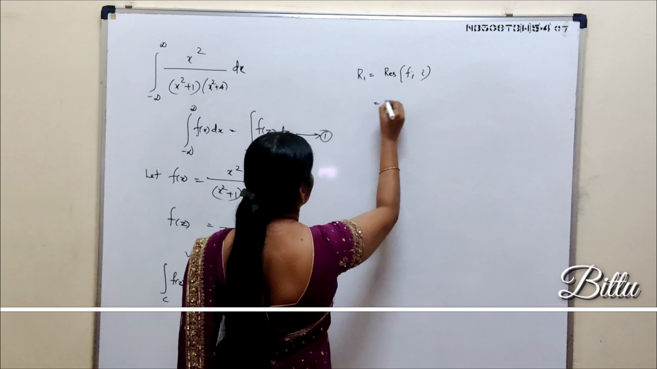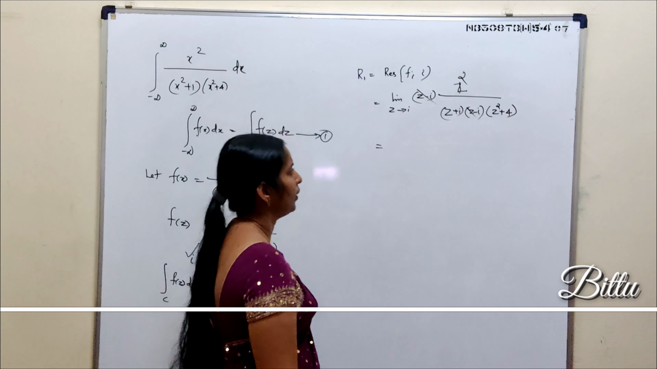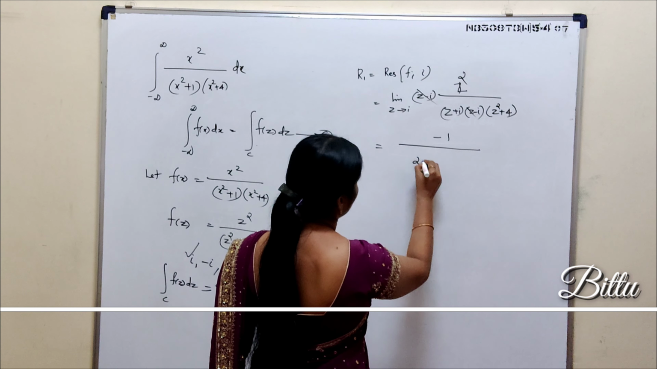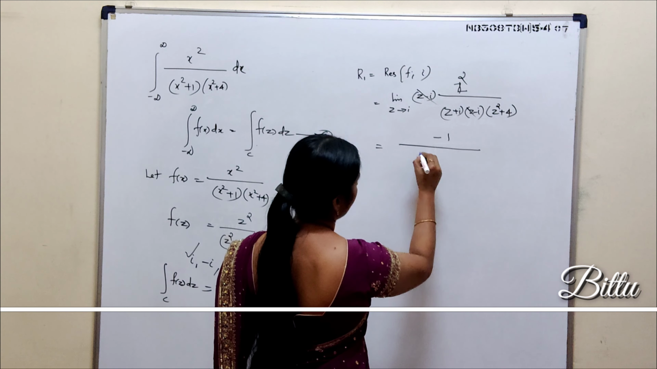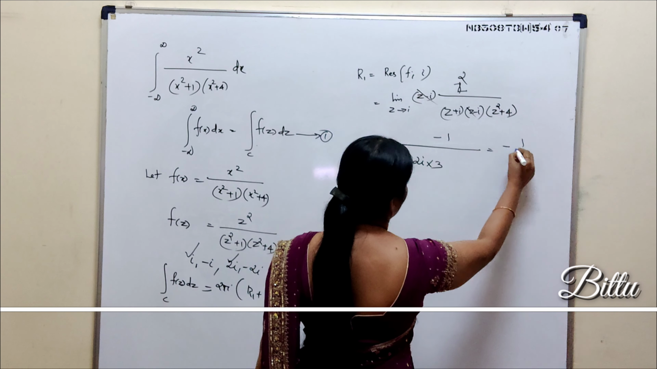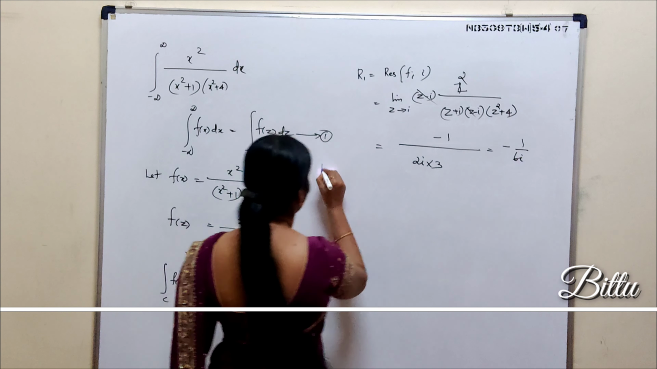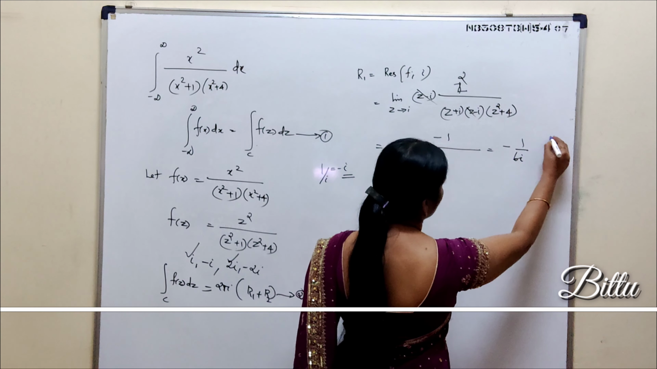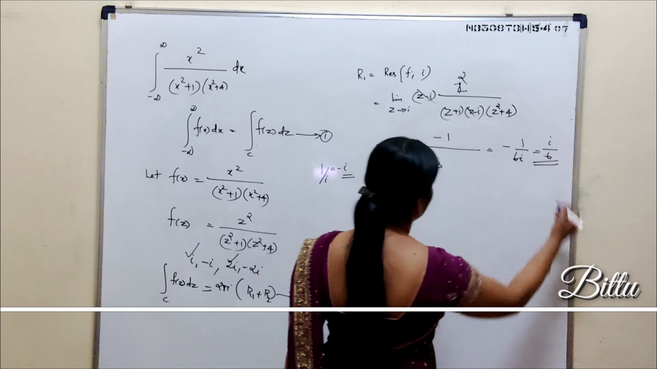You put z equal to i in z square divided by (z plus i)(z square plus 4). i square is minus 1, so minus 1 divided by 2i into (minus 1 plus 4), which is 3. So minus 1 by 6i. See, 1 by i is minus i, so it becomes i by 6. So R1 is i by 6.